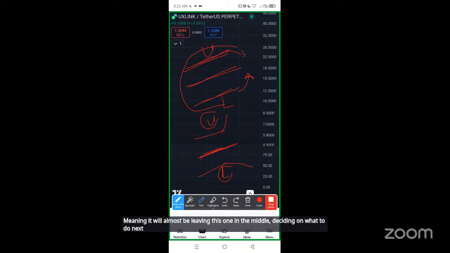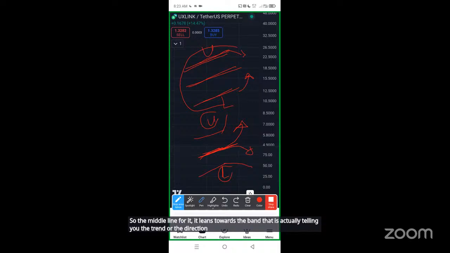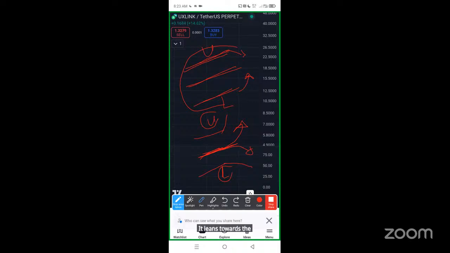If the market price is on an uptrend, the middle line will begin leaning towards the upper band. If it is on a downtrend, it will begin leaning towards the lower band. So the middle line leans towards the band that is indicating the trend or the direction of the market.